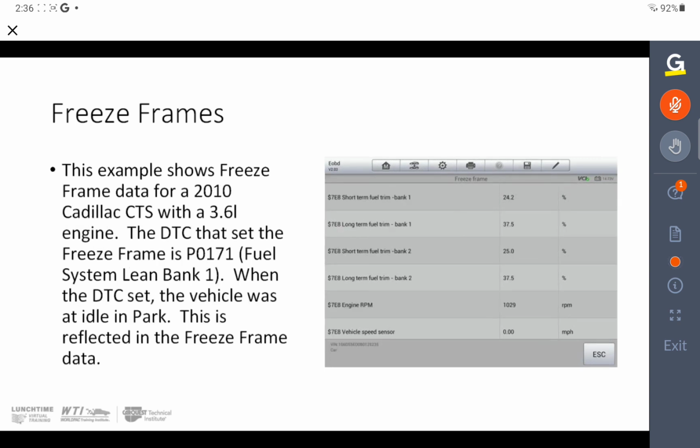Here's another example, a 2010 Cadillac CTS. Short-term was at 24. Long-term was at 37. Again, both positive, so both adding a lot of fuel. The RPM was at 1,000. Load isn't being shown on this particular screen. It's a data PID that's somewhere else on the screen. But knowing the load and the RPM can help me to duplicate that condition.